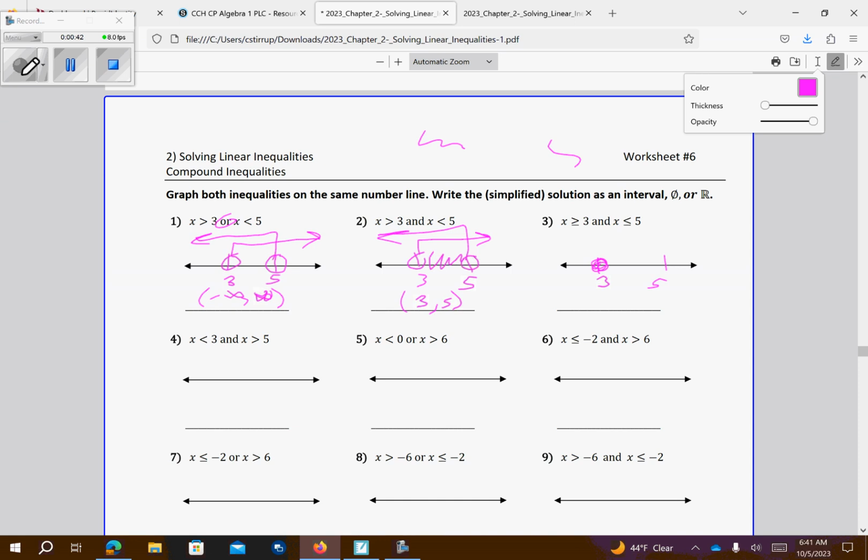I'm going to have a solid dot here and a solid dot here. I'm going to shade in between the two. It's an AND problem. I want overlap because this would have gone this way and this way, which is going to be hard bracket 3 to 5, or that square bracket.